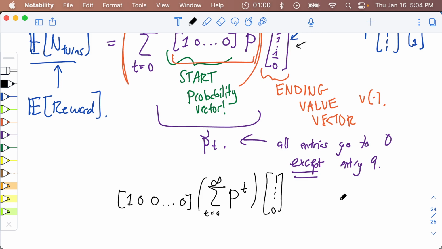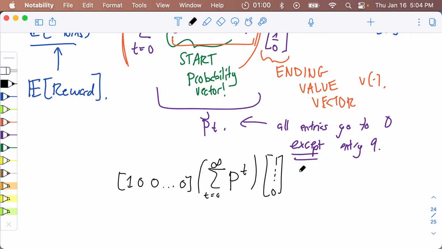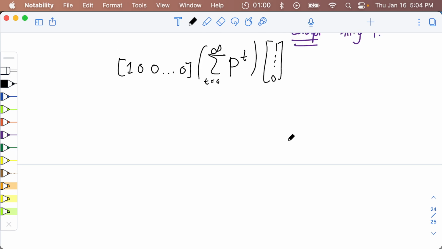And now, let's take what we learned before. What is the sum of a geometric series? The rule is, it's 1 over 1 minus whatever the thing is. So this should just be equal to 1 over 1 minus p. And you're like, well, you're crazy. You cannot do 1 minus a matrix, right?